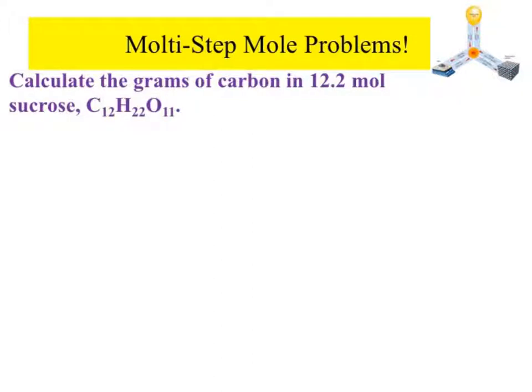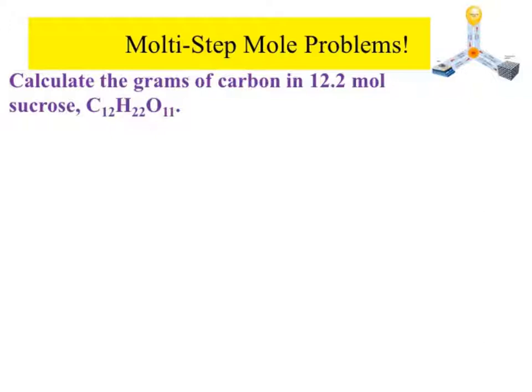This one has a little monkey wrench in it as well. It says calculate the grams of carbon in 12.2 moles of sucrose, which is a sugar. And the formula for sucrose is C12H22O11. Sounds a lot like glucose, which is C6H12O6. These complex sugars have the same basic structure and formula. They might just have a different number of atoms within them.